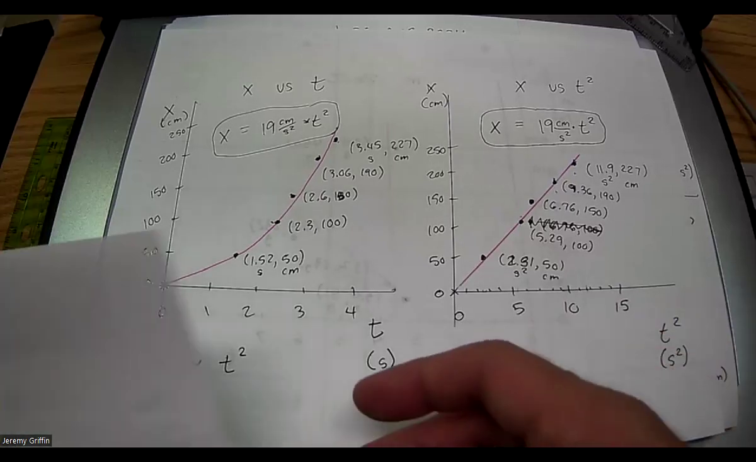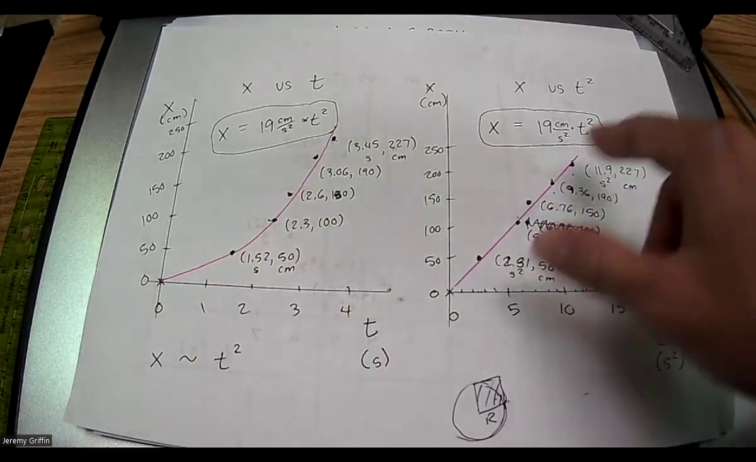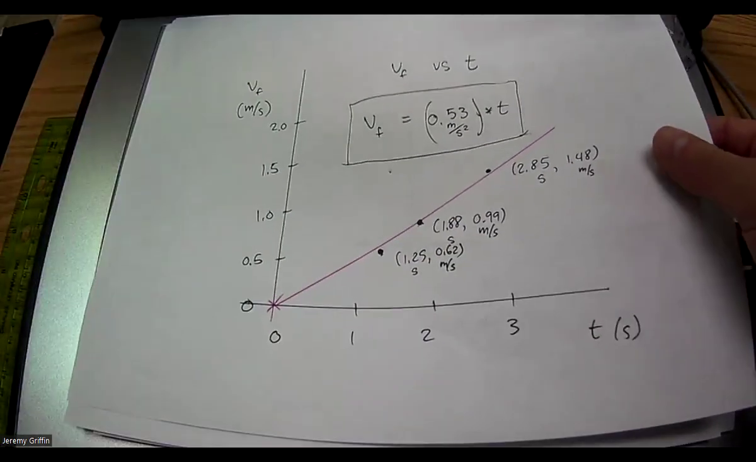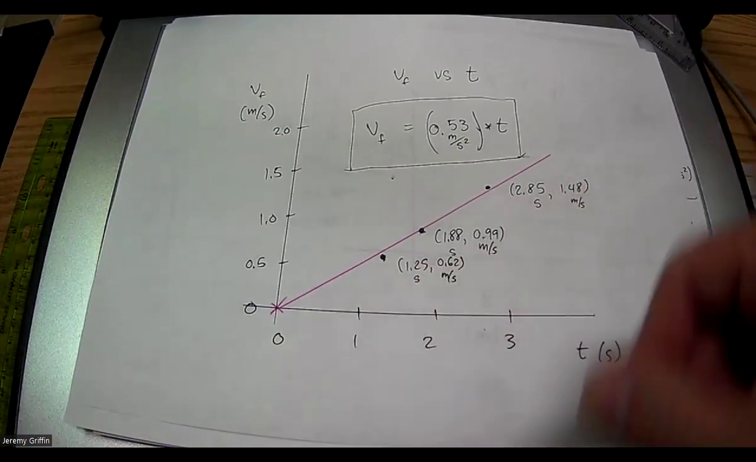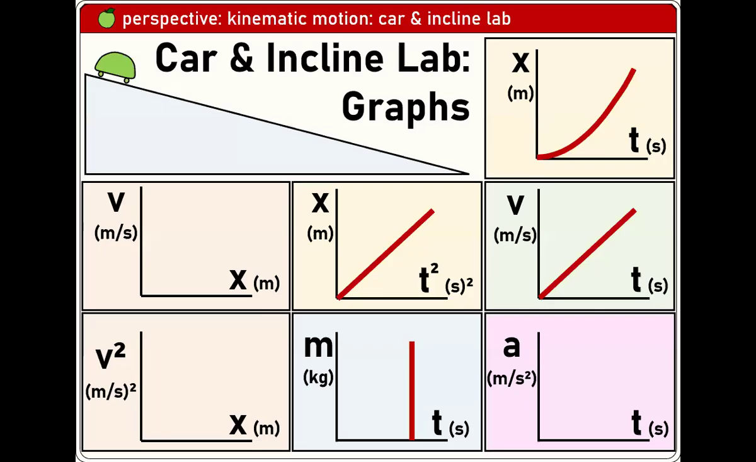Here's x versus t, and here's the x versus t squared version. And here's the v versus t. We just did those. So back over to the PowerPoint. The next one we're going to do, I have not shown you yet. You see the one in the bottom right that says acceleration versus time? Acceleration could be in meters per second squared, and time could be in seconds. This one I have not shown you yet.